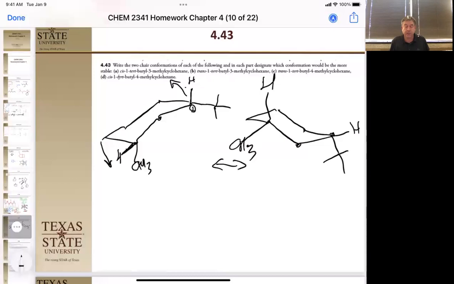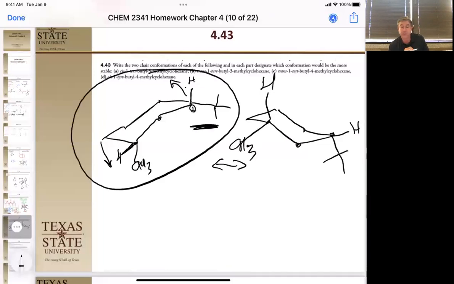Now, which one's more stable? When we're looking at stability, look at how big the group is. You want the biggest group on the equatorial position. You want the smallest groups on the axial position. So in this one here, the t-butyl group is in the equatorial position, making it the more stable configuration.